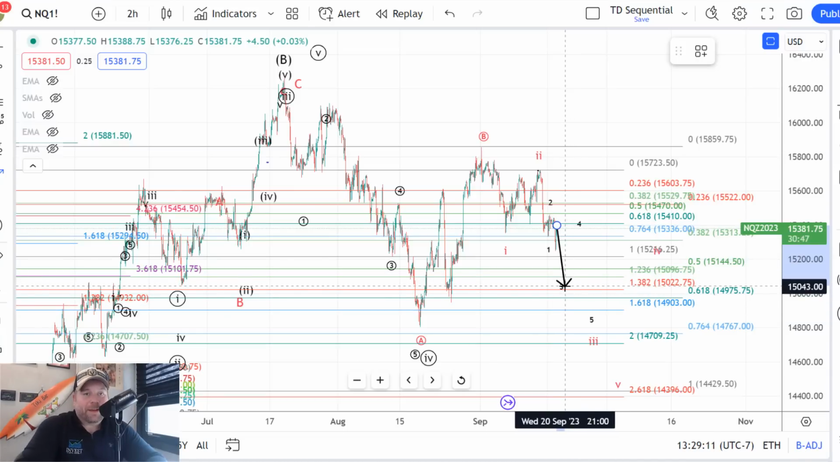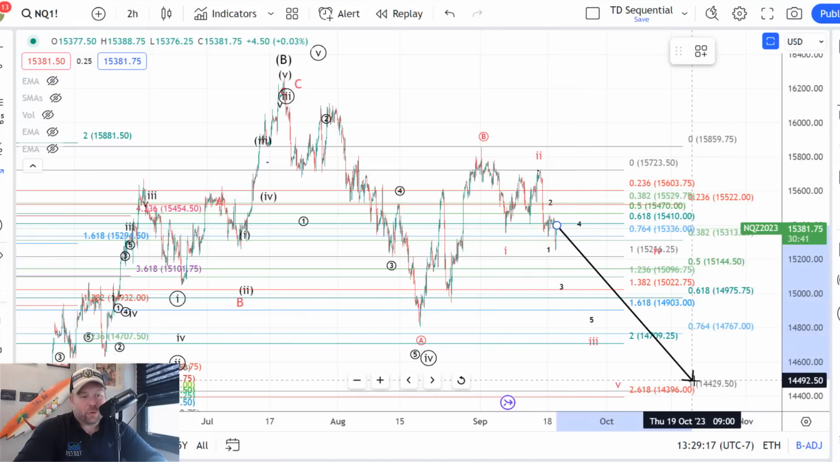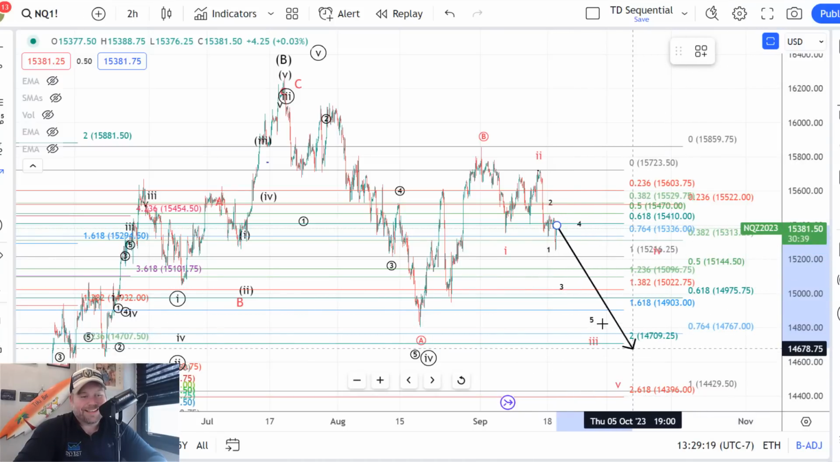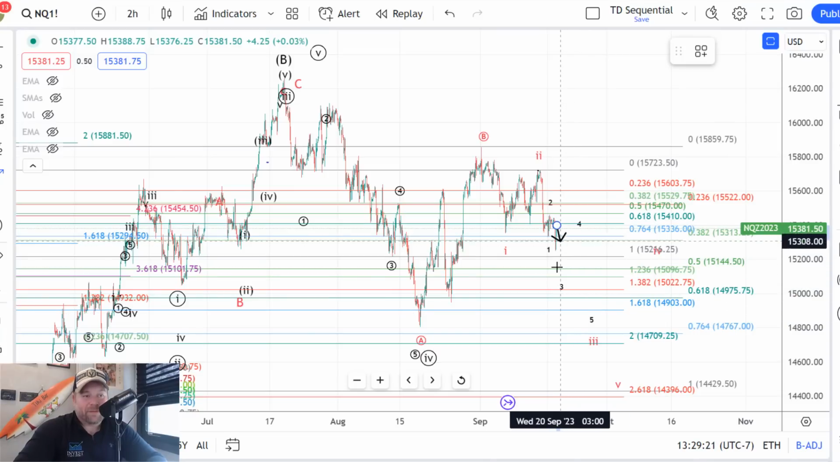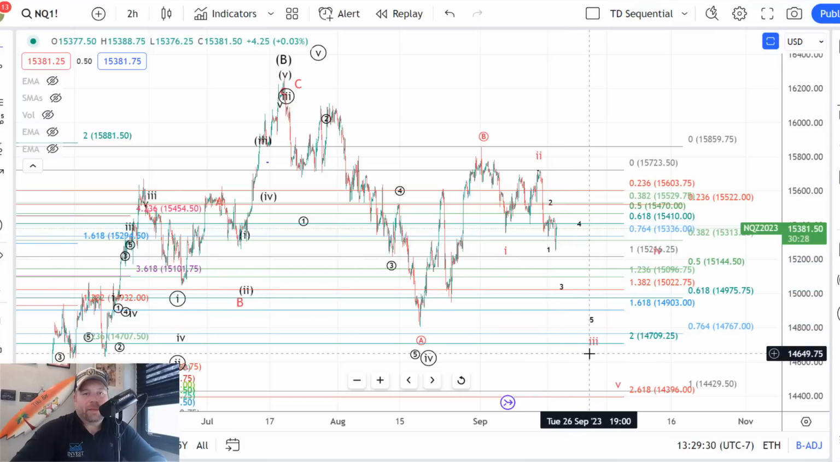Remember, I did talk about extensions yesterday in this count and the overall move down, because this 2.0 is short of this 1.0, so you would expect extensions here. So we could see the Fed push down into the 14,900, 15,000 area before we see a bounce and then down. So that would be what we're looking at on the NASDAQ.